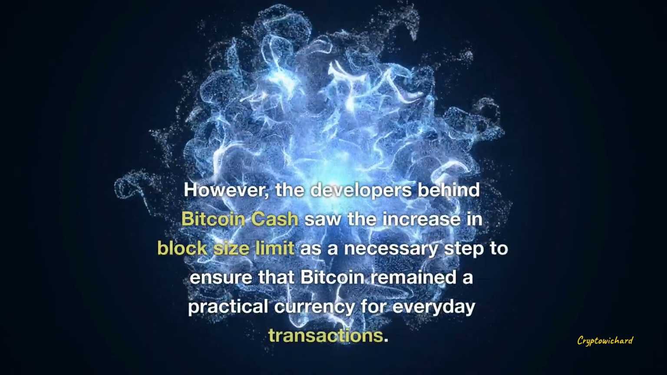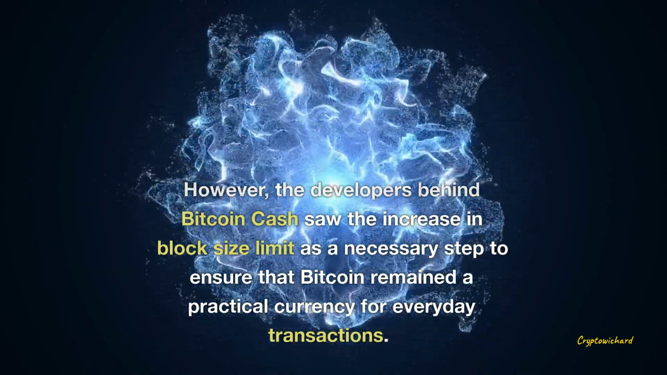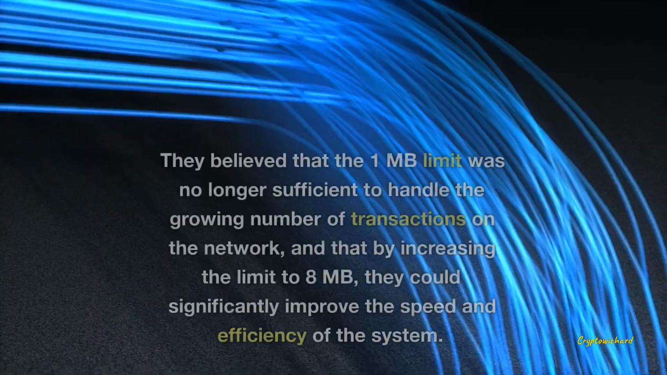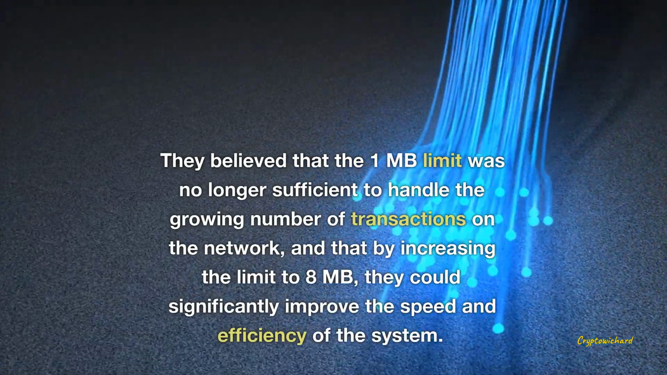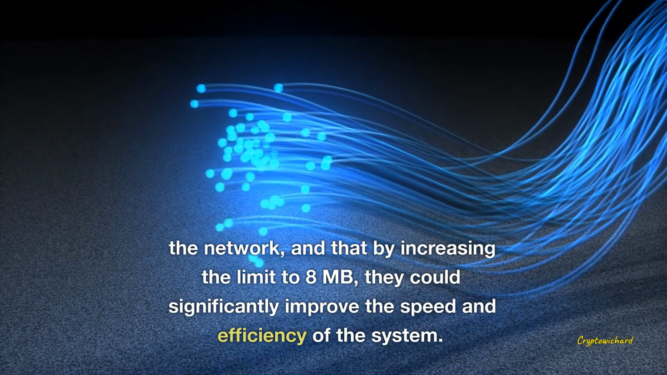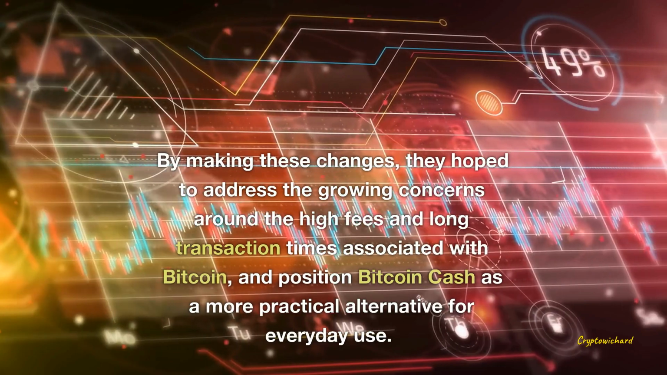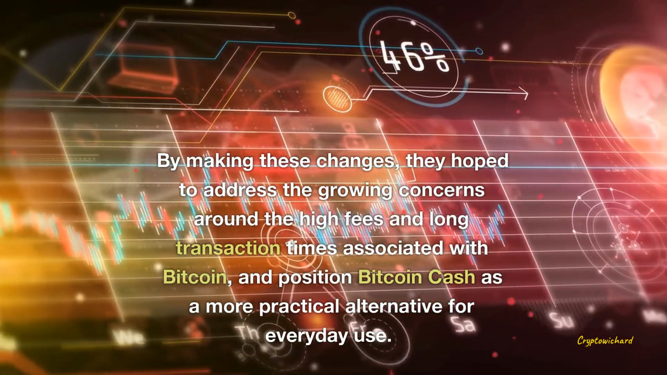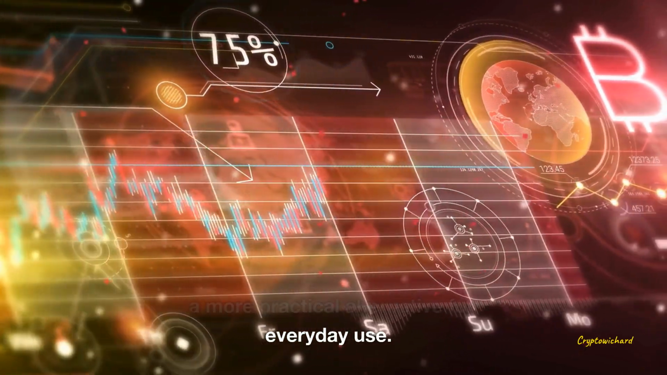However, the developers behind Bitcoin Cash saw the increase in block size limit as a necessary step to ensure that Bitcoin remained a practical currency for everyday transactions. They believed that the 1 megabyte limit was no longer sufficient to handle the growing number of transactions on the network, and that by increasing the limit to 8 megabytes, they could significantly improve the speed and efficiency of the system. By making these changes, they hoped to address the growing concerns around the high fees and long transaction times associated with Bitcoin, and position Bitcoin Cash as a more practical alternative for everyday use.